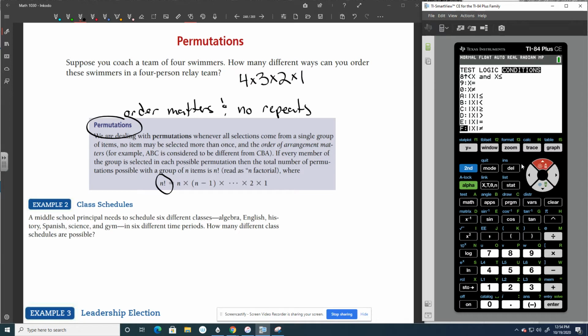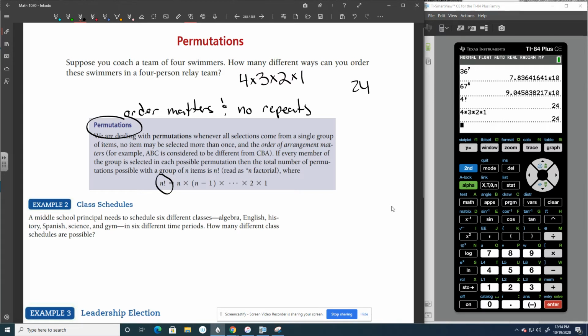Maybe. Nope, not under test. Let's find it here. There it is. So under probability, factorial, it's number 4. So if I do 4 factorial, I get 24, which is the same as doing 4 times 3 times 2, times 1. Same answer. So we would say that there's 24 different ways that this coach can have his racers line up to swim this relay.